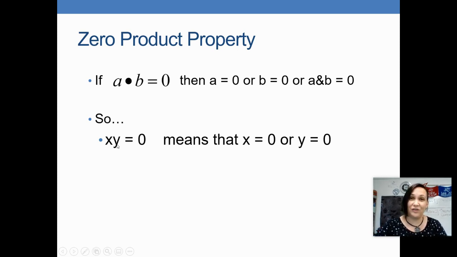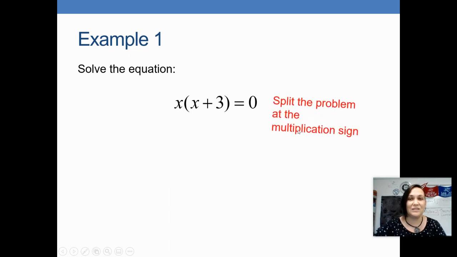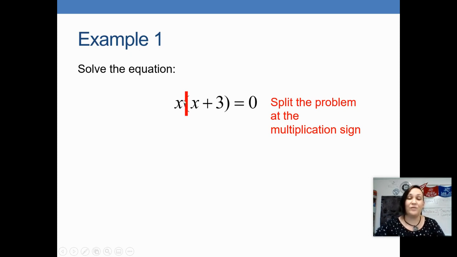Now we don't always have two variables, but we can still have a multiplication problem that results in an answer of 0. So here is really what these problems this chapter are going to look like. In this problem, I do have a multiplication problem. I am multiplying the outside letter x with the quantity x plus 3. The multiplication sign can be found right between the x and the parentheses. Based on our zero product property, either the first thing has to equal 0 or the second thing has to equal 0. So let's check both of them.